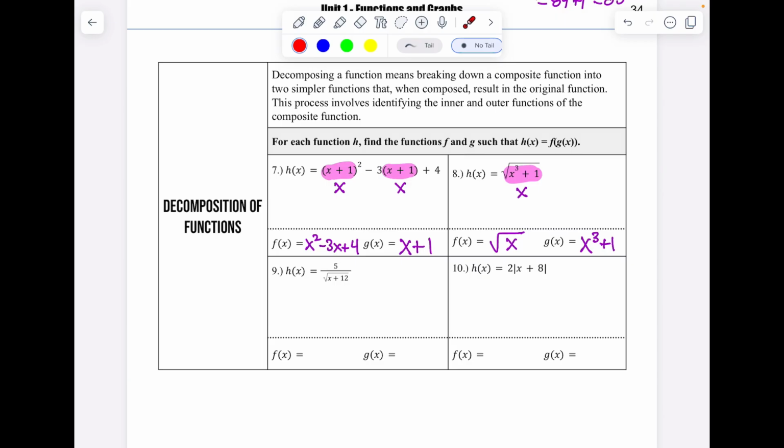Another possibility would be you could just have the x cubed here for g of x, and then you could make f of x the square root of x plus 1. That would also work out.